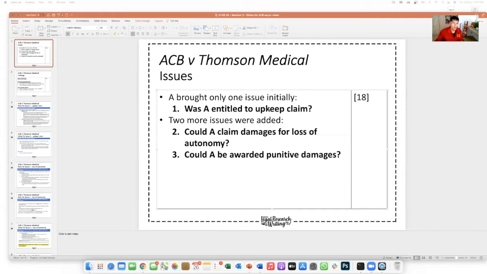All right, okay, so I think most of you would have no issues identifying the issues. Okay, pun not intended. Most of you would have no problem identifying the issues in Thomson Medical. There are 3 issues. Okay, the first one, whether or not the appellant was entitled to the upkeep claim. The second one, whether or not loss of autonomy could be a claim, right, in and of itself. And third, whether or not the appellant ought to be awarded punitive damages. Okay, I think that much is clear.